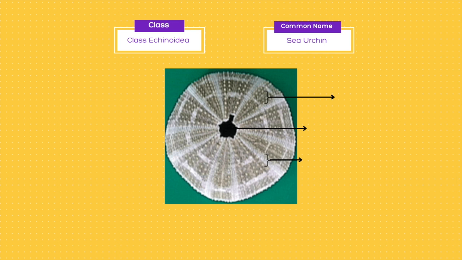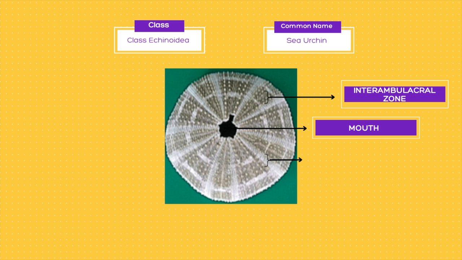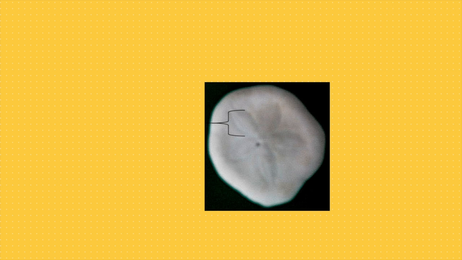In the next photo, we can see the skeleton of a sea urchin, making some forms clearer to see. We can see the opening of the mouth in the second arrow. The first and third arrow show the interambulacral zone and the ambulacral zone respectively.